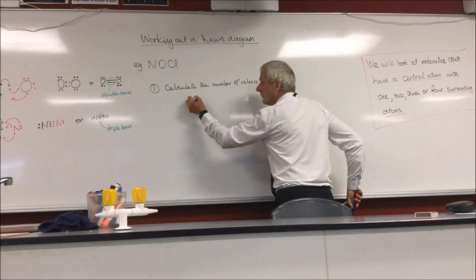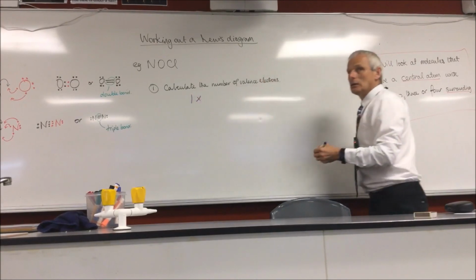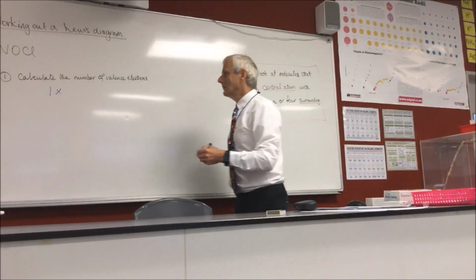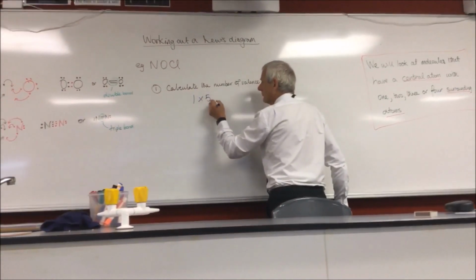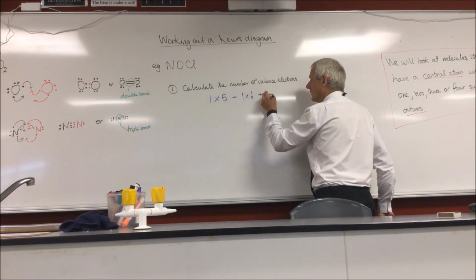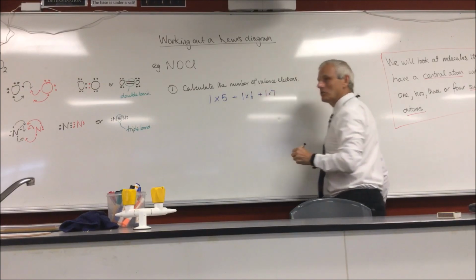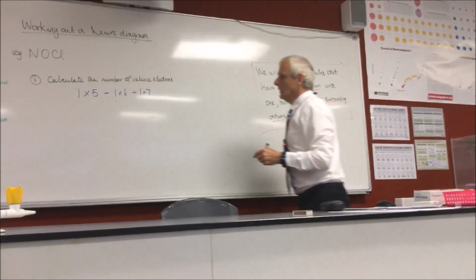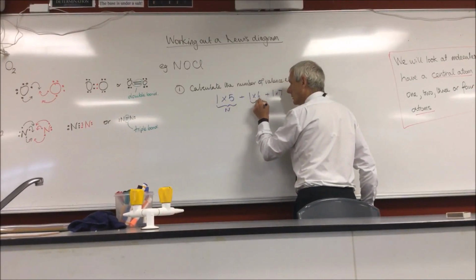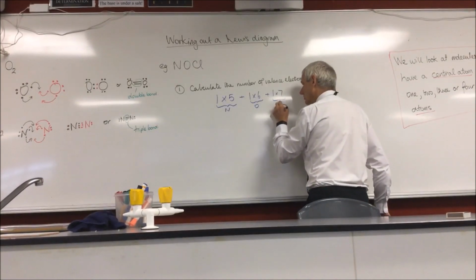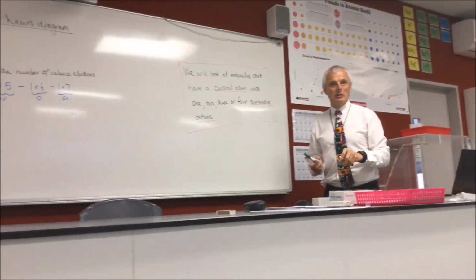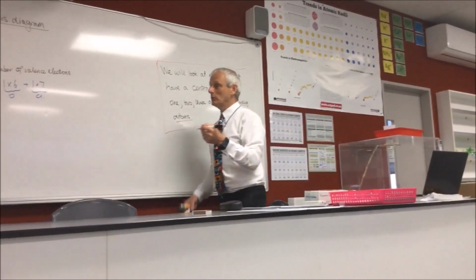So nitrogen's got how many? Should look straight to the periodic table and count across. 6. Okay, so I'm doing the work for you. So this is for N, O, and Cl. Now, this is the hardest bit, and the one you've got to be most careful with, or one of the hardest bits.